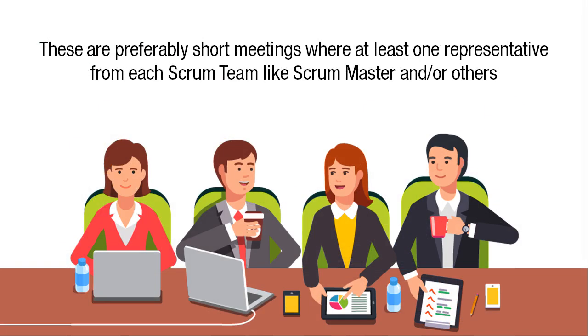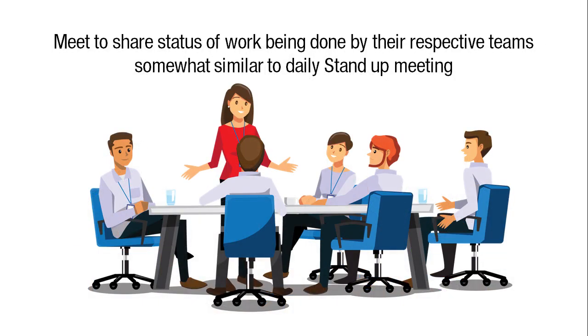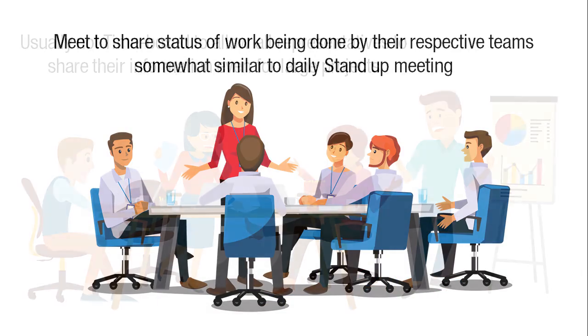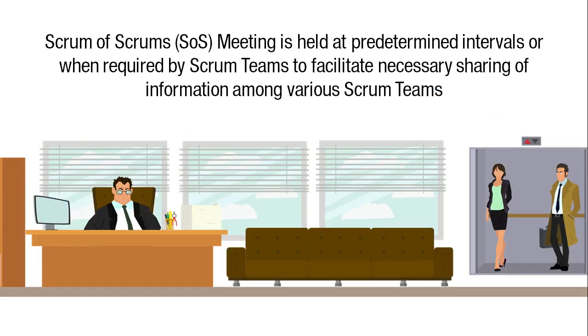These are preferably short meetings where at least one representative from each Scrum team, e.g. the Scrum Masters and/or others, meet to share the status of the work being done by their respective teams, somewhat similar to the daily stand-up meeting. They are usually not time-boxed to allow all representatives to share their information, even for very large projects. The Scrum of Scrums meeting is held at predetermined intervals or when required by Scrum teams to facilitate the necessary sharing of information among the various Scrum teams.